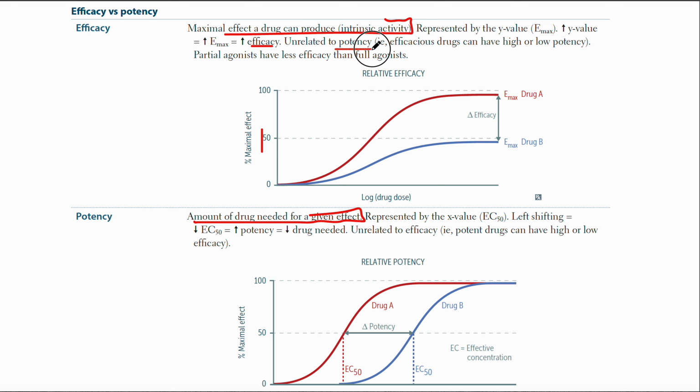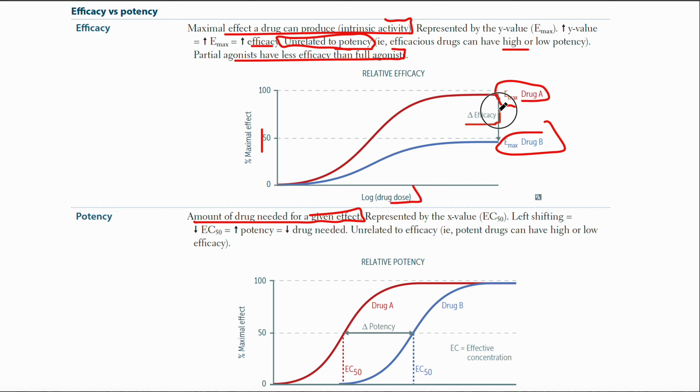It is very unrelated to potency. That is, efficacious drugs can have high or low potency. That is, equally efficacious drugs can have different potency. You have to remember this. And equally potent drugs can have different efficacy. This is universal. And then partial agonists have less efficacy than full agonists. So relative efficacy, drug A is here, drug B is here. This is log drug dose, right? So maximal effect is different for two different drugs. So this is the difference of efficacy. So that is how you remember this.